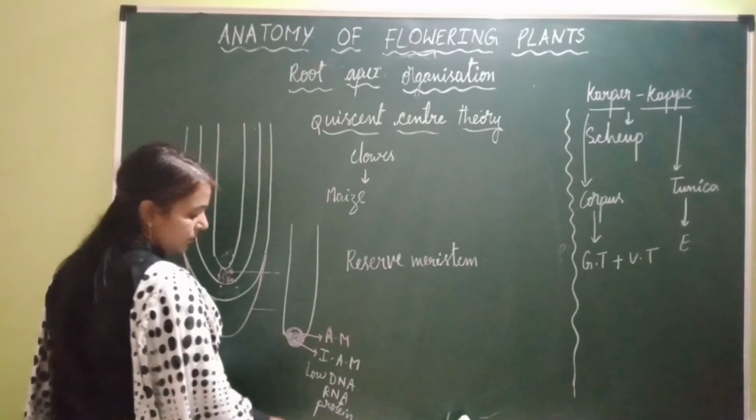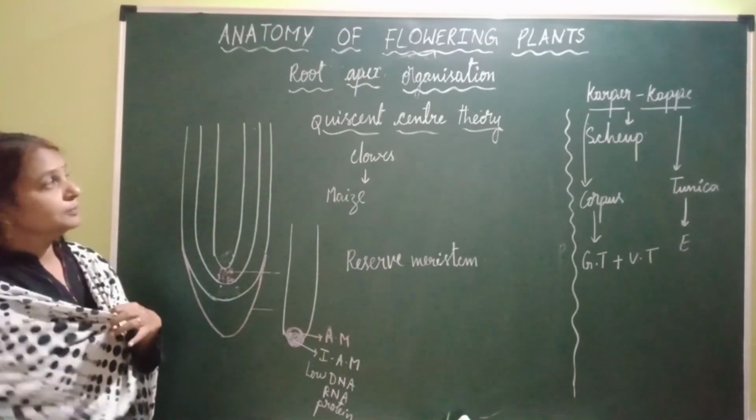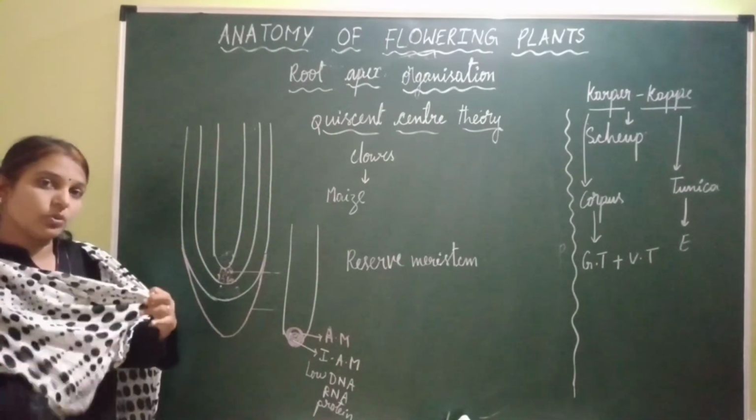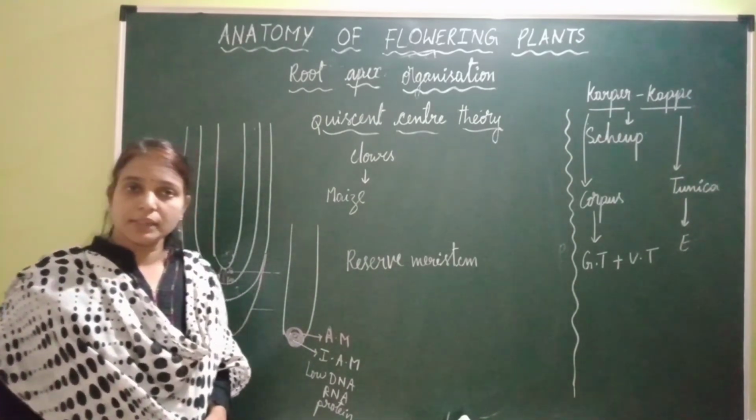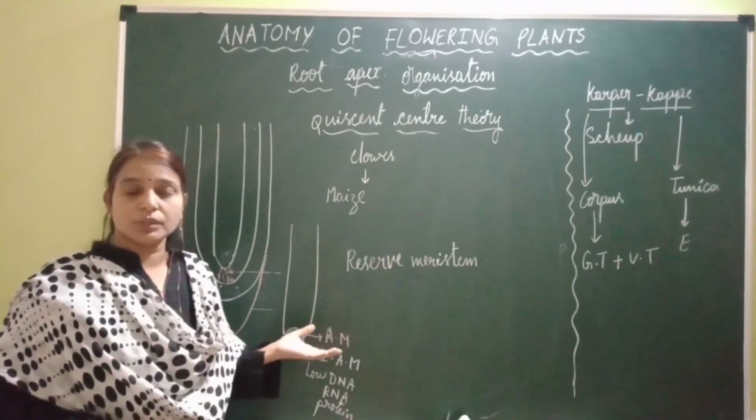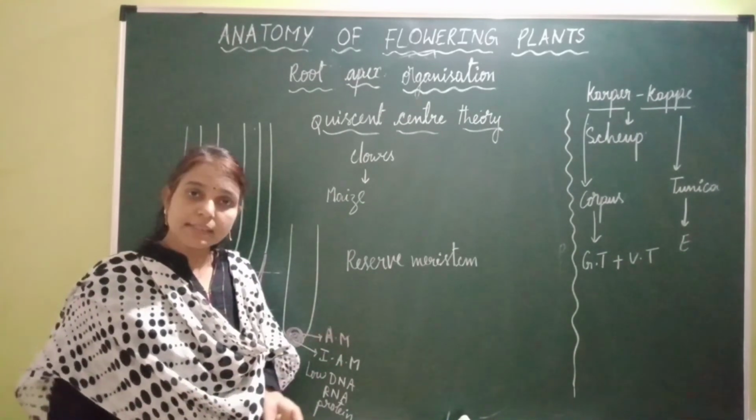So this is all about the theories that explain the root apex organization. In the next video, I will be starting with permanent tissues, that is simple permanent tissues: parenchyma, collenchyma and sclerenchyma.